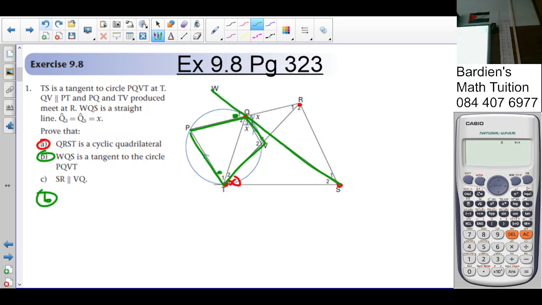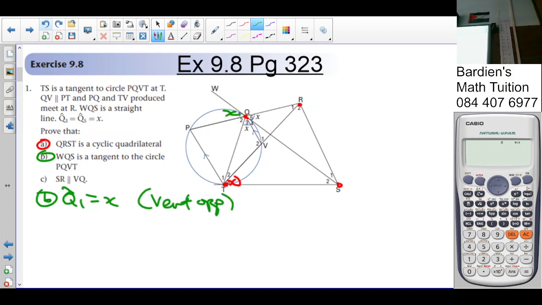But we know that T1 is equal to what? X. Why? Alternate angles. Can you see that, people? But hang on, Q1 is also equal to X. Why? Vertically opposite. I can't believe it's so easy. So Q1 is equal to X, vertically opposite. T1 is equal to X. Why? Alternate angles with QS being parallel to PT.